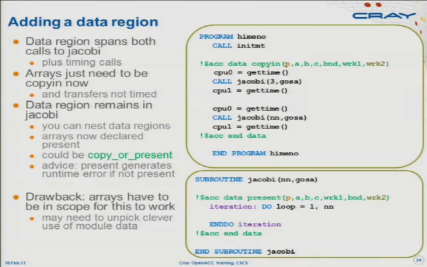Of course, what happens now is that because we're going to move the arrays here, we have to go into Jacobi and say, instead of the copy and copy in, we're now going to say these are present. We're not going to say present or copy, because we know the only calls to Jacobi are inside this data region, so they're always going to be present. If this fails at runtime, we've broken our code somehow, and we want to know about that.